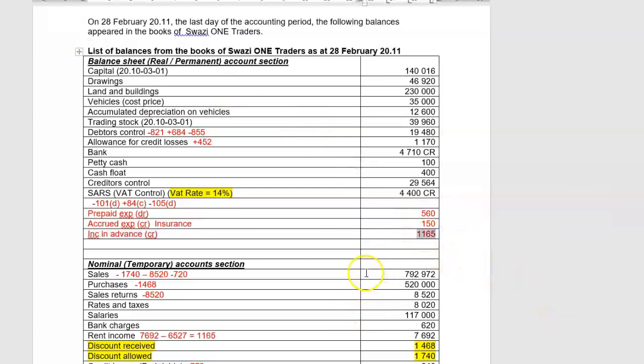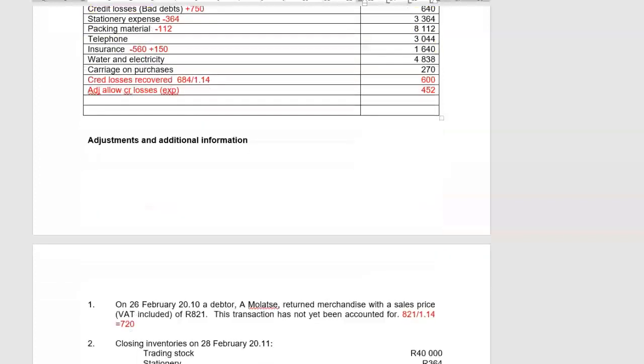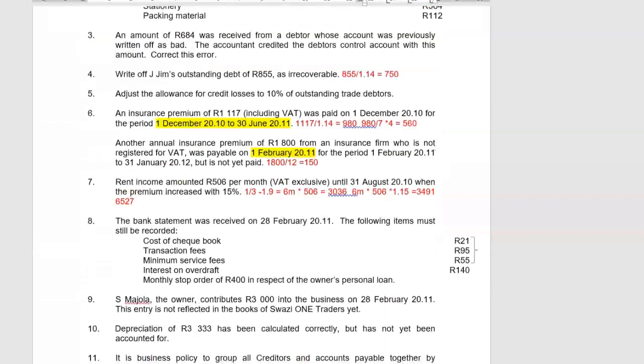What about VAT? Guys, we've dealt with VAT when the payment was received. So VAT has already been taken care of. The bank statement was received on 28 February. The following items must still be recorded: the cost of the checkbook, transaction fees, minimum service fees. If I add those three together, it gives me a total here of 171 Rand. Now those are VATable fees, so those fees include VAT. So the VAT exclusive amount was 150 Rand.